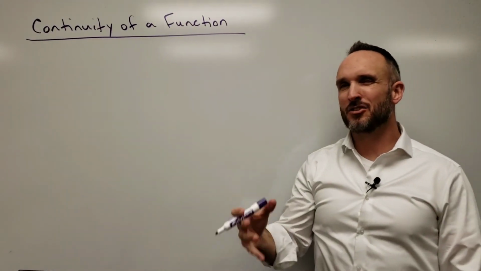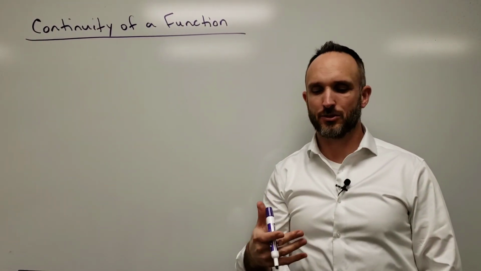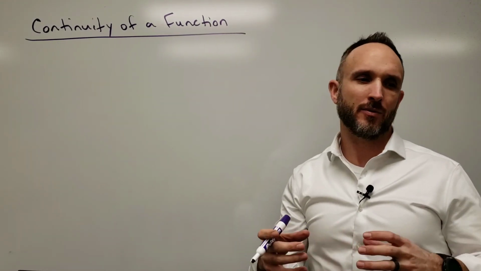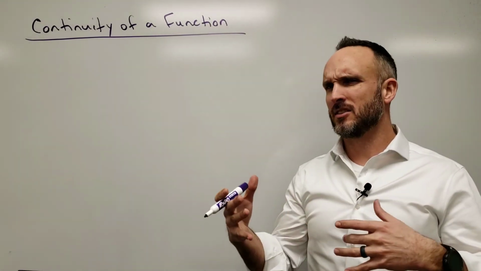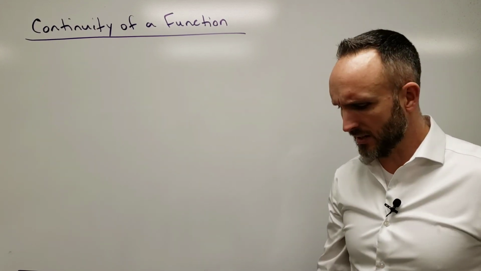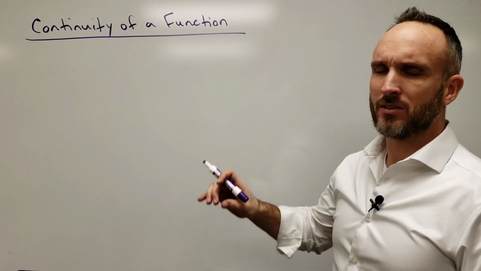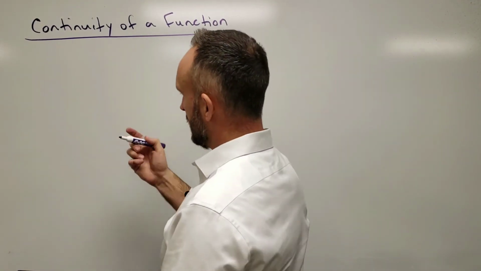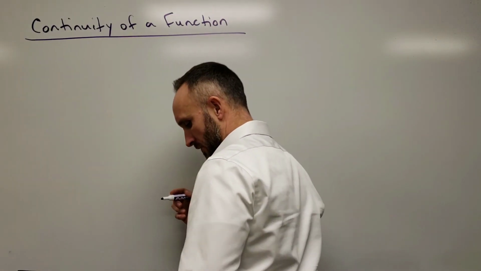You may have seen the term continuous in an algebra class or something like that, and it's usually described very vaguely, such things as there's no breaks in the graph or something like that. So we're going to define it precisely here and investigate some things with it. So let's define what continuous means first.